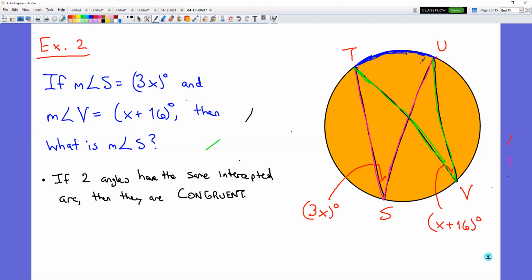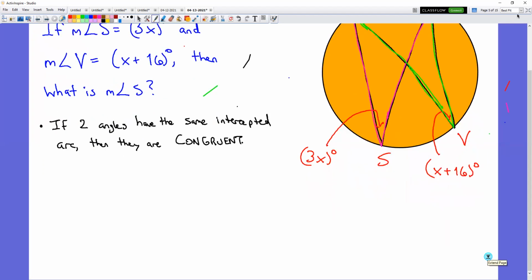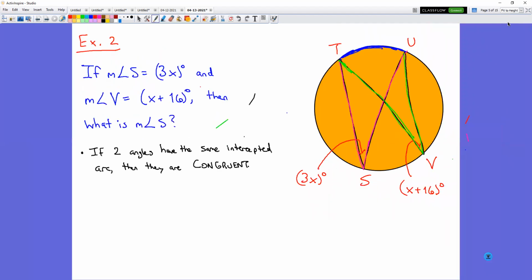So all we have to do is write our equation. So let's bring this out just a bit and let you know that angle S is congruent to angle V. So we'll write that here. Angle S is congruent or equal to angle V. So we're going to set this up. It's going to be 3x equals x plus 16.